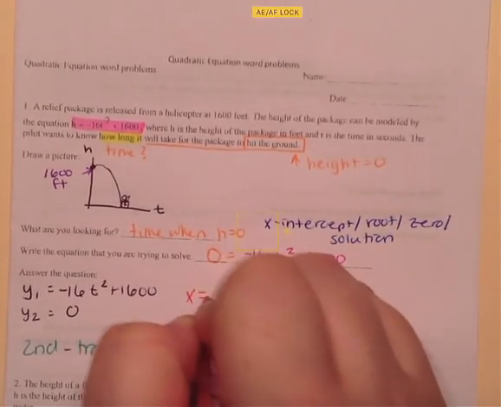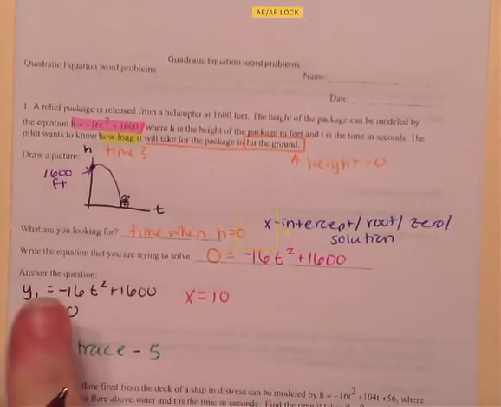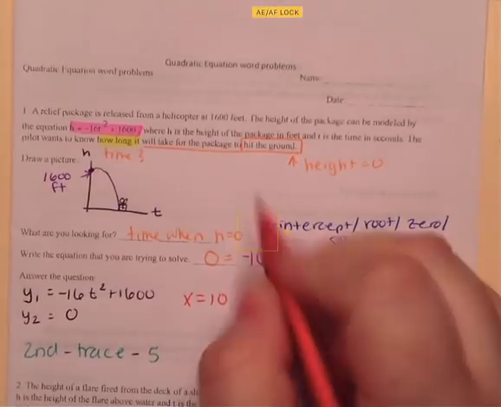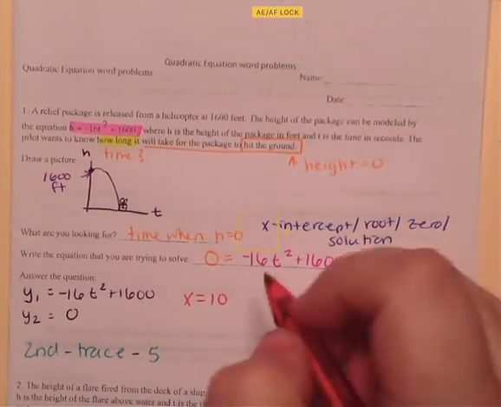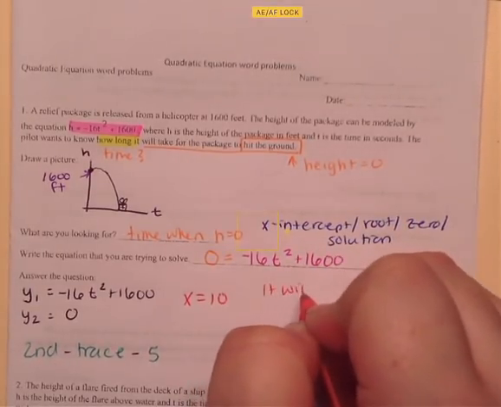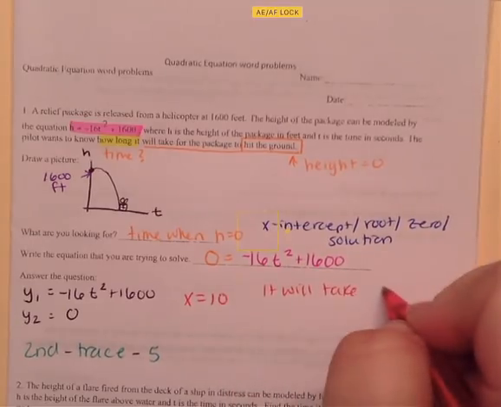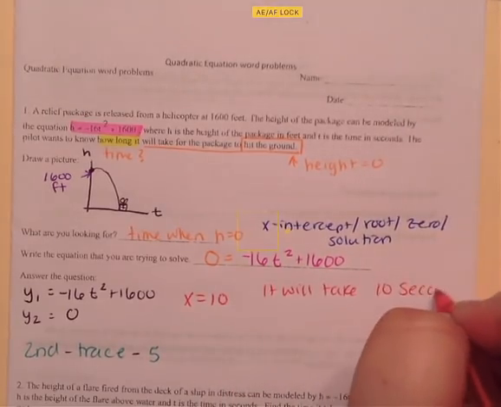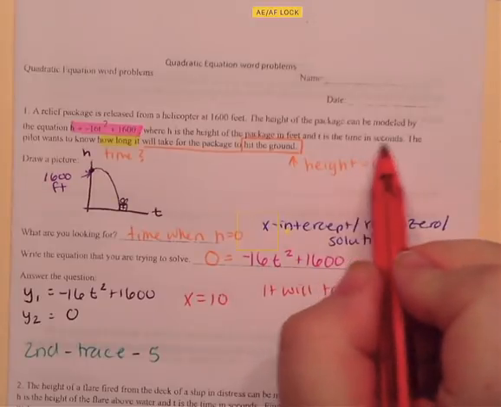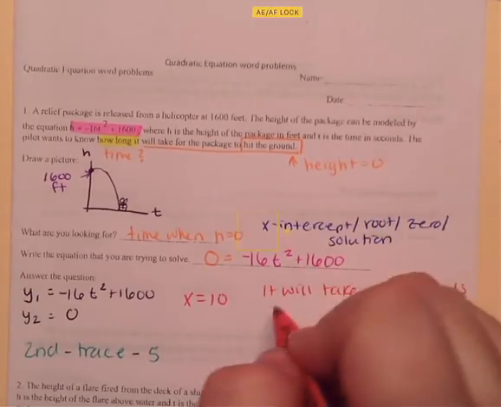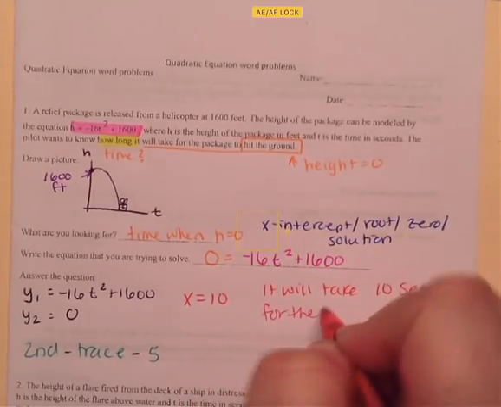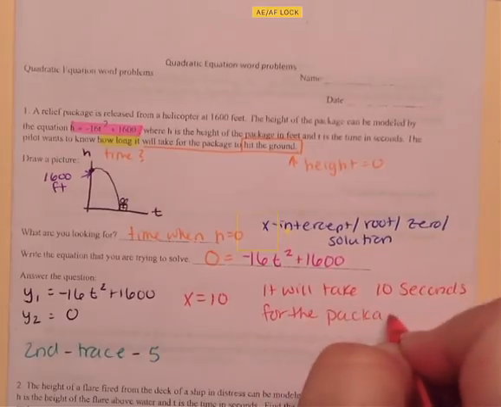is our answer. Now what does that mean? The question was asking how long it will take for the package to hit the ground. So we write it out. Since this was a word problem, we write our answer in words. It will take 10 seconds, because it says time in seconds, for the package to hit the ground.